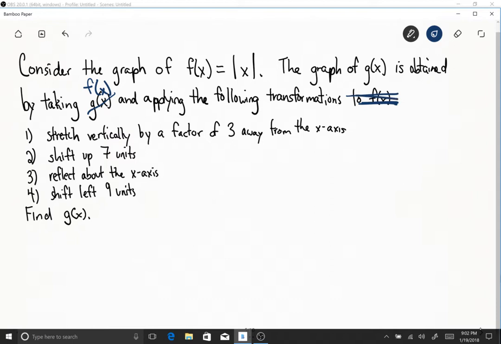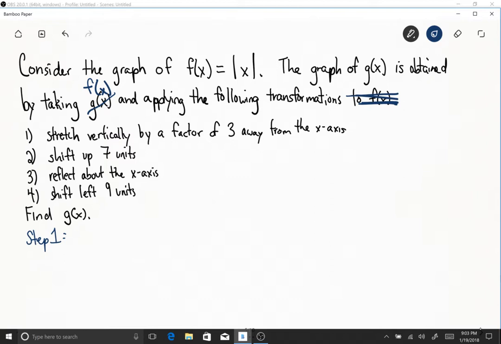Okay, so we're going to stretch vertically by a factor of 3, away from the x-axis, then shift up 7 units, reflect about the x-axis, then shift left 9 units. Okay, so the steps in this are important in the indicated order, and this is where people get tripped up because it's a little bit different than before. So stretch vertically by a factor of 3.